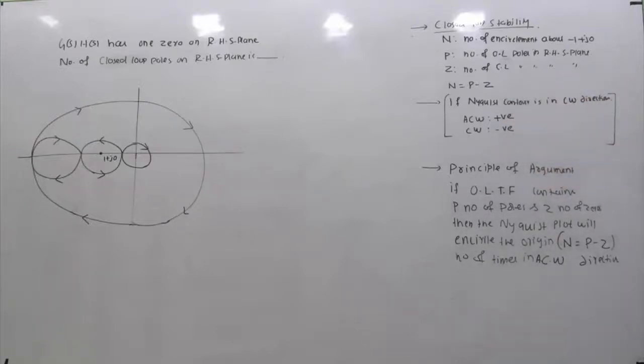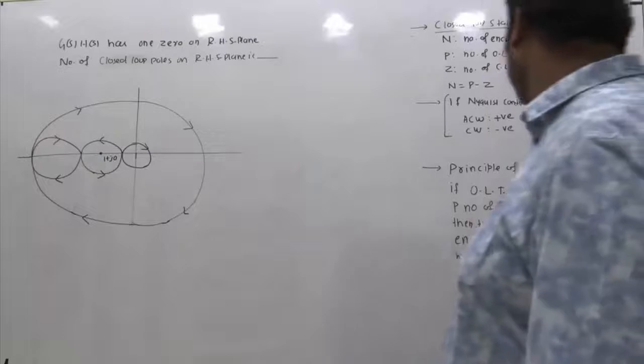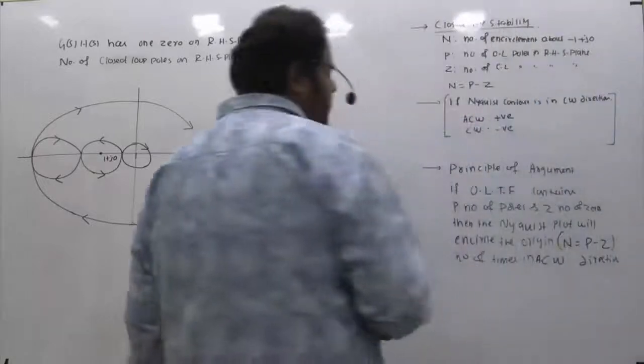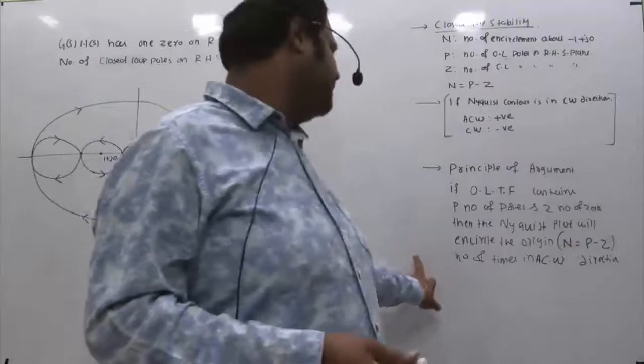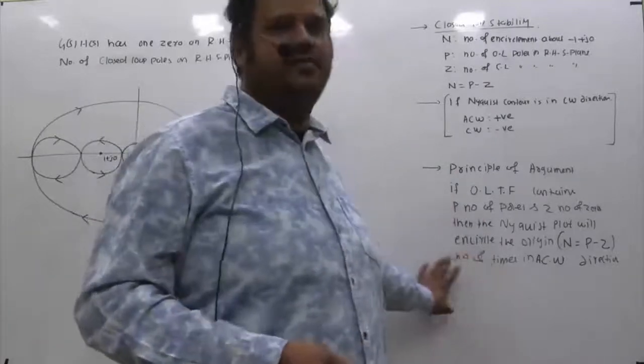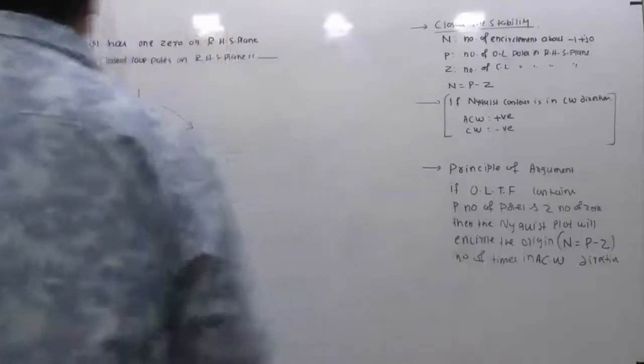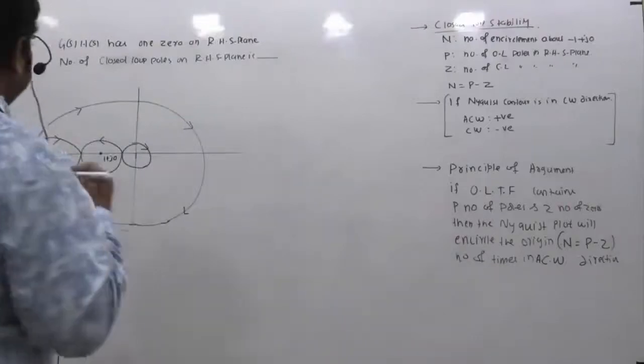I'll explain. The principle of argument says, if the open loop transfer function contains P number of poles and Z number of zeros, then the Nyquist plot will encircle the origin N equals P minus Z number of times in the anti-clockwise direction. Okay, now let's come to the question.